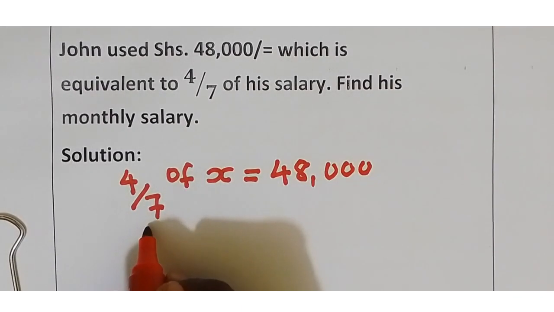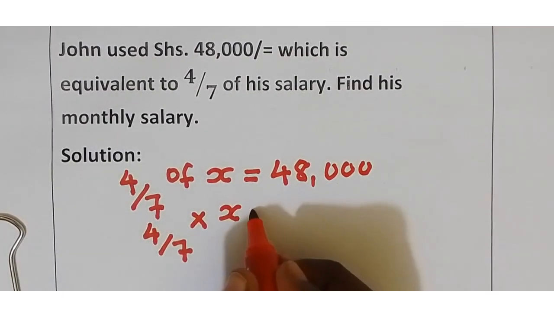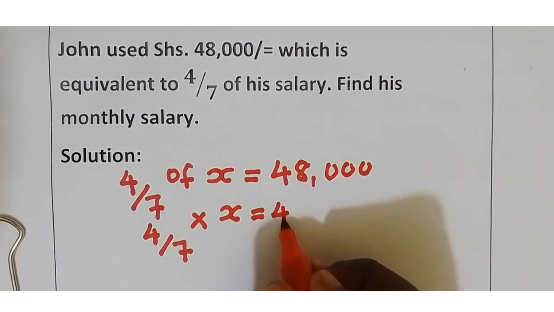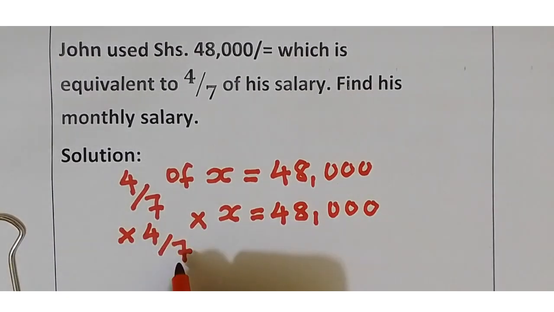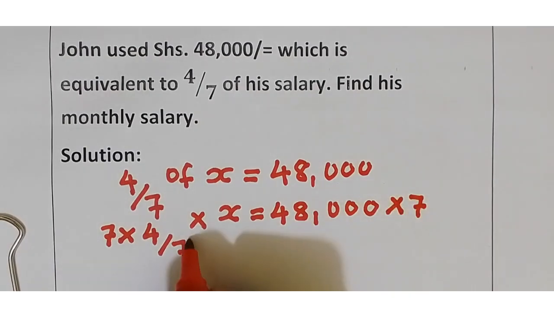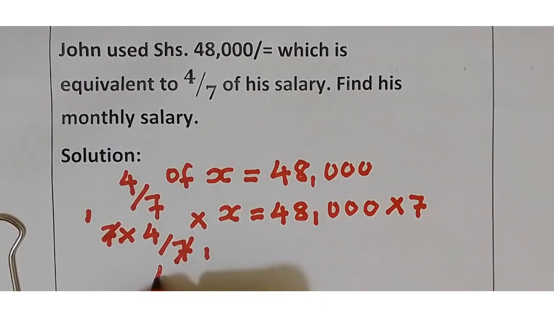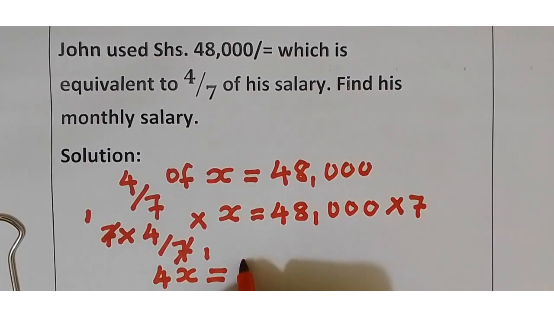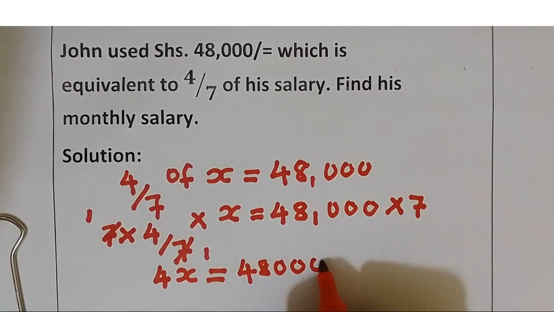This is equal to 4/7 multiplied by X. This is equal to 48,000. We multiply by 7 throughout. So we are going to multiply by 7 on this side, and then we are going to multiply by 7 here. By 7 we get 1, by 7 we get 1. 4 multiplied by X, we get 4X. This is equal to 48,000 multiplied by 7.